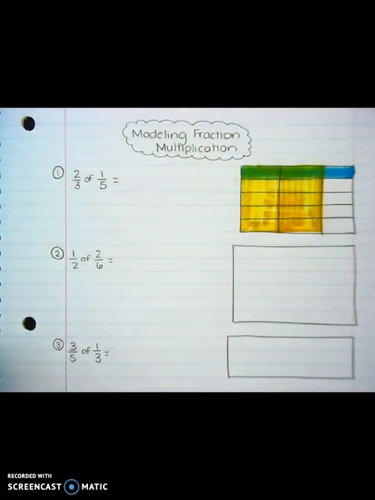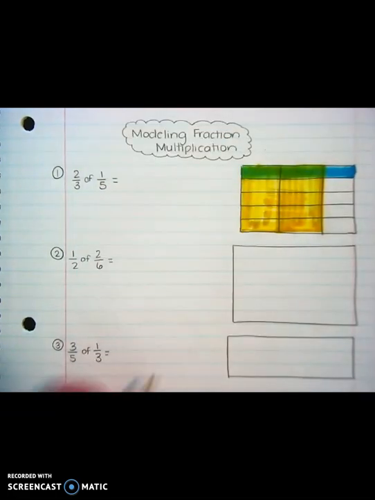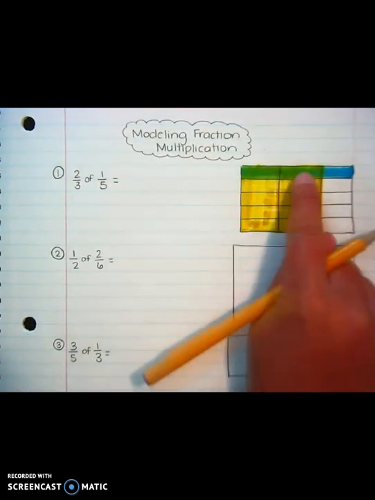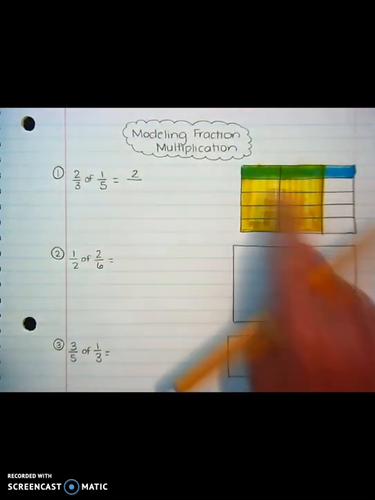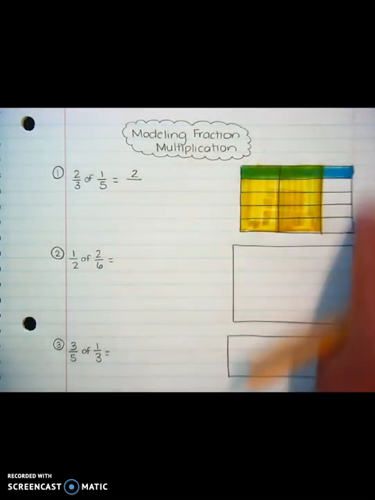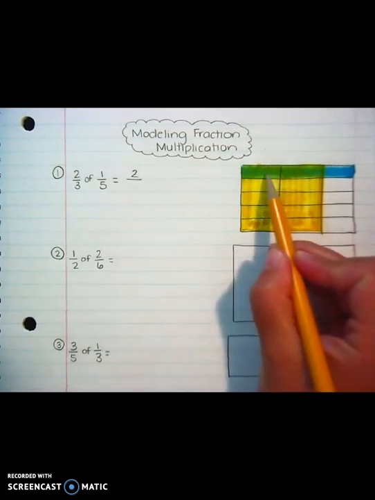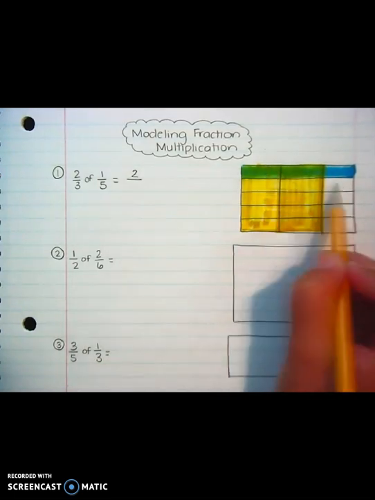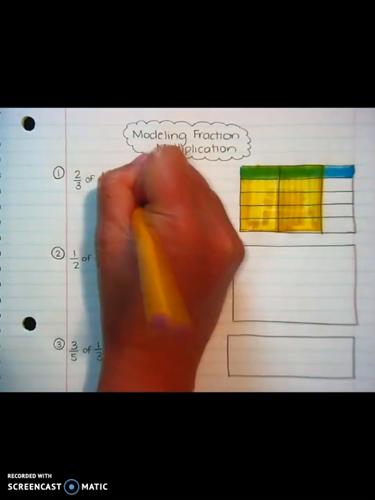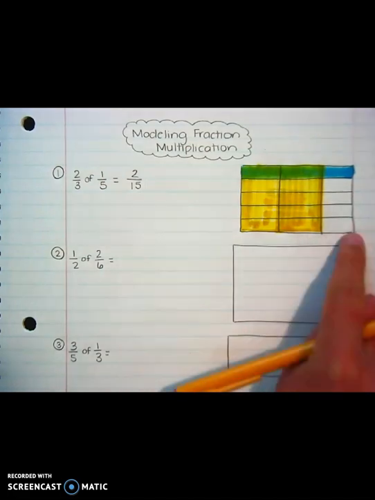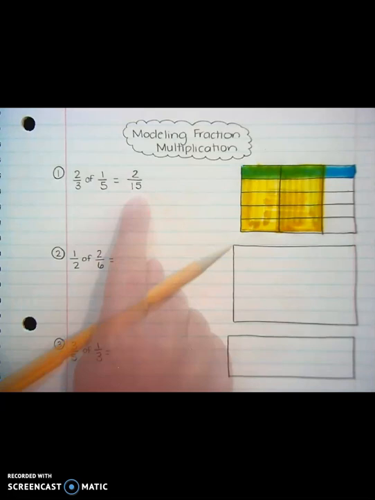Okay. So now the part that's overlapping is going to be my final answer or my product. So I can see that I have 2 pieces overlapping. So 2 is my numerator, and it's 2 pieces out of all of the equal size pieces that make up this entire rectangle. So I need to count 1, 2, 3, 4, 5, 6, 7, 8, 9, 10, 11, 12, 13, 14, 15. There are 15 equal size pieces to make up this whole group. So that tells me 2/3 of 1/5 is 2/15.